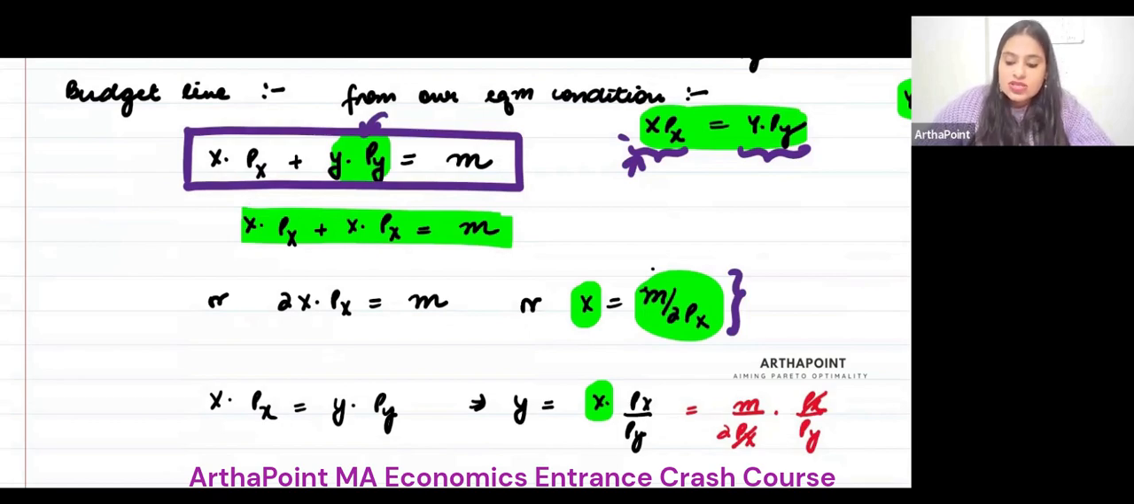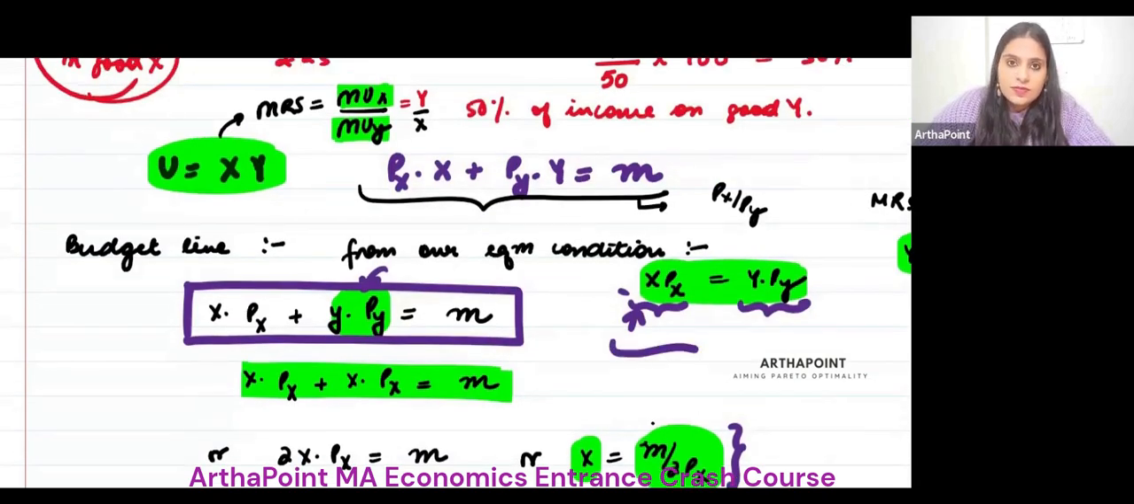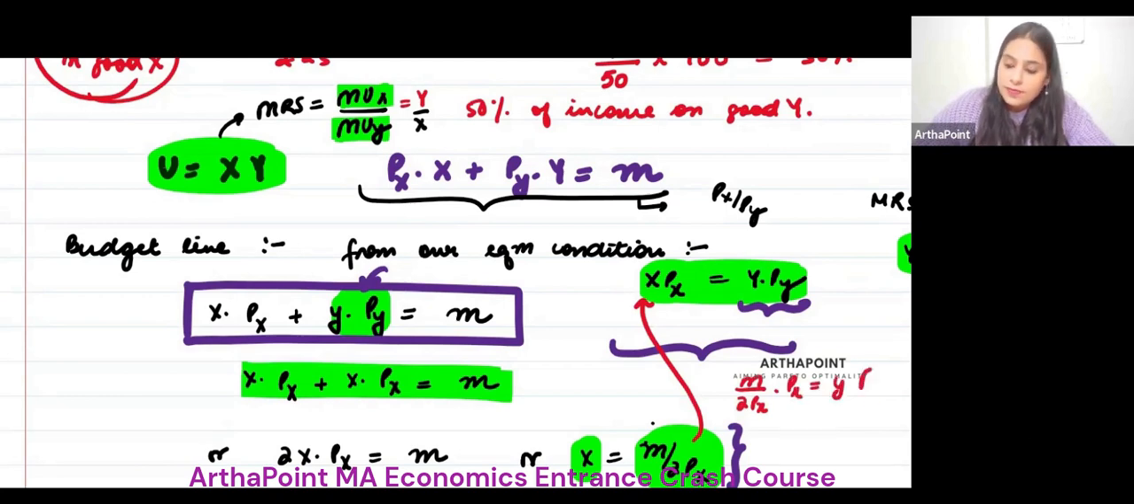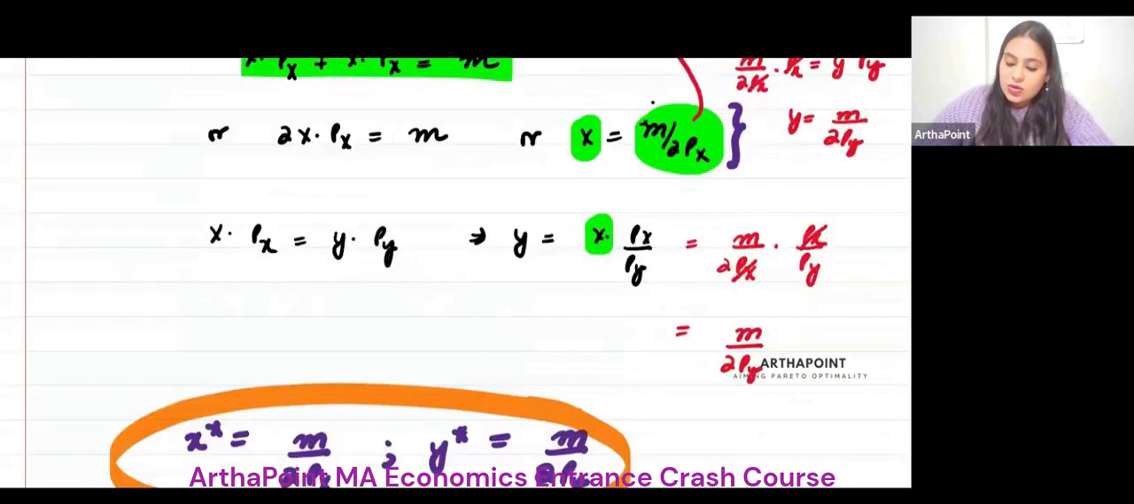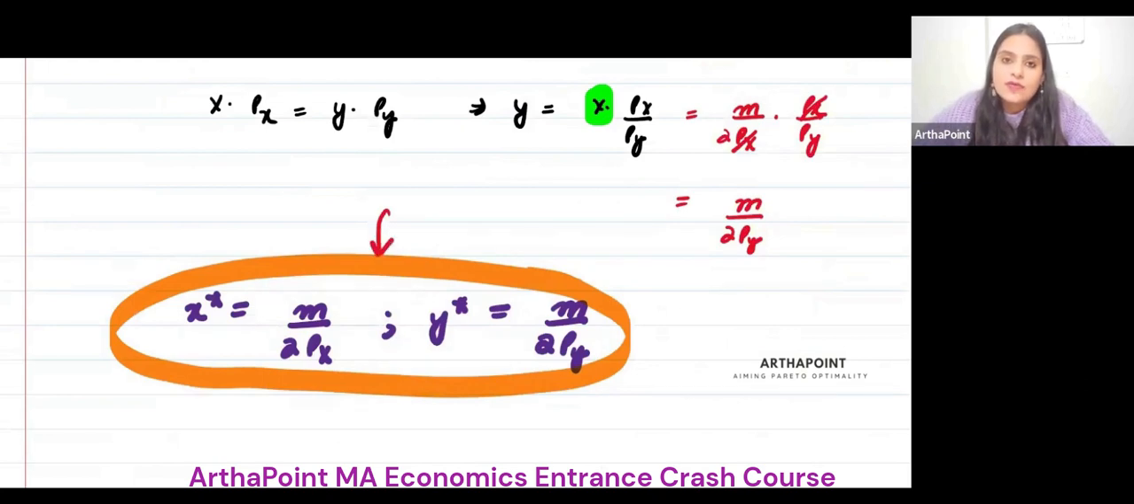Again, we used the same relationship that we had here. Instead of X, we plugged in M by 2Px. So we got M by 2Px into Px is equal to YPy. We cancelled this out and we got Y is equal to M by 2Py. So these are the final values that we have: X is M by 2Px and Y is M by 2Py. This is a general solution.